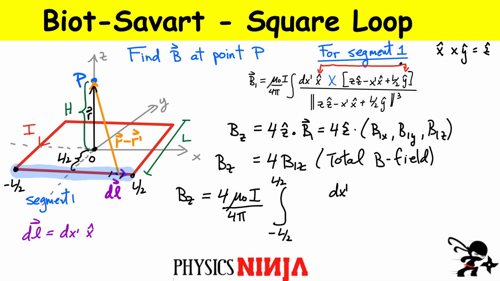Now, when I take the product between this and that term, I still have this L over 2 term, so you can't forget that, and that's simply a constant. So I'm going to put that to the front, L over 2. And now I simply have this denominator, which I haven't touched. So I simply have the exact same term: z hat minus x prime x hat and plus L over 2 y hat. And it's the magnitude of that whole vector, and I have to cube that value.